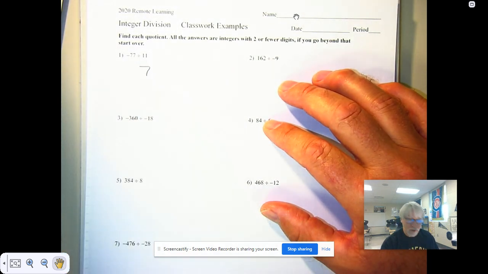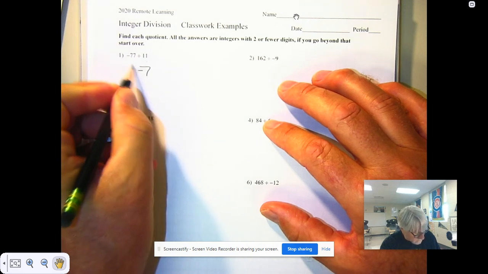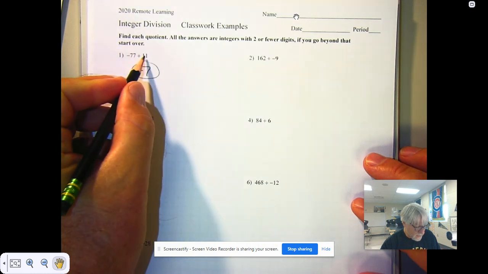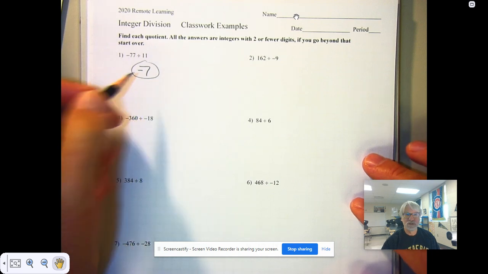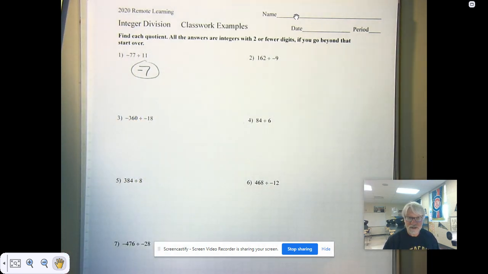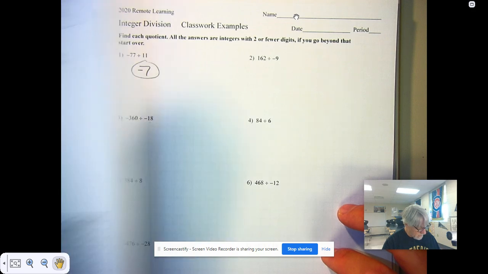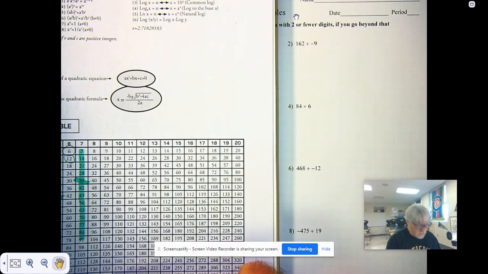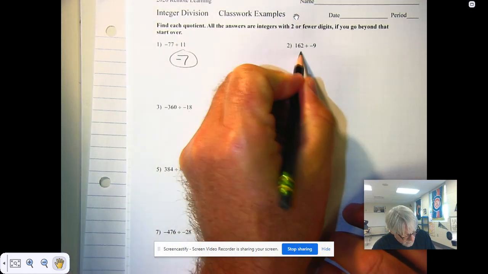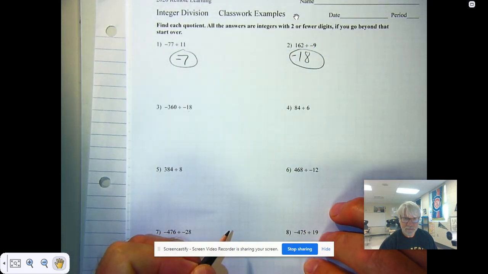So without doing any work, just looking up the answer, if you don't already know, not 7, negative 7, because we're negative divided by a positive is going to be a negative answer. Just like with our multiplication, when the signs are the same, your answer will be positive. When the signs are different, your answer is going to be negative. 162 divided by 9. So if I go down the 9 column, I find 162 across from 18. So 18 negative, because the signs are different in our dividend and divisor.